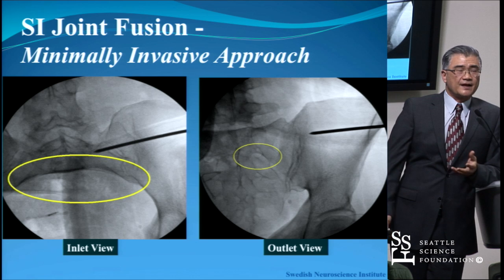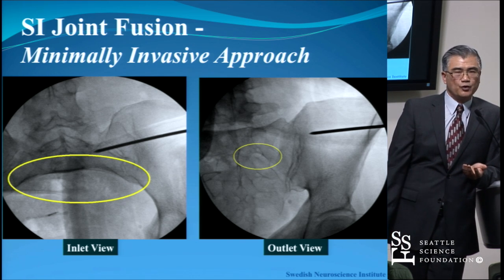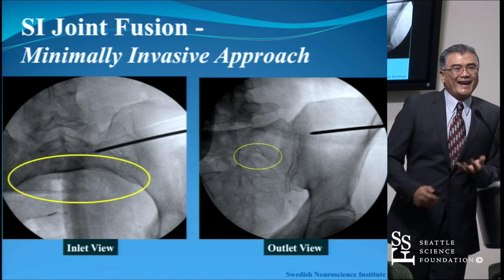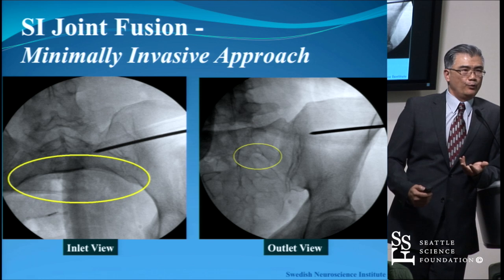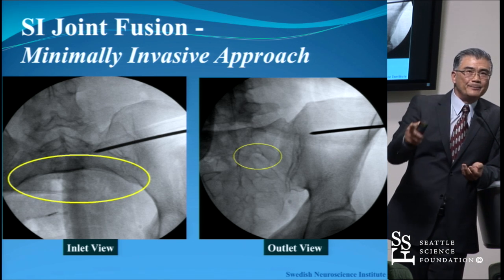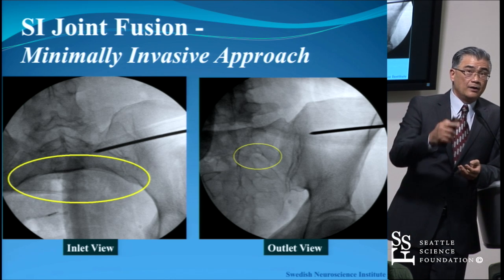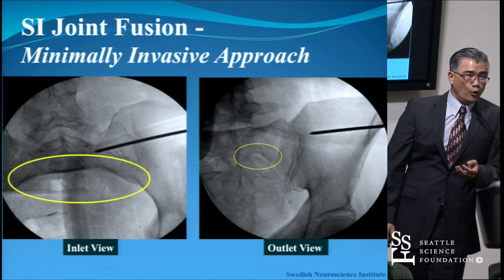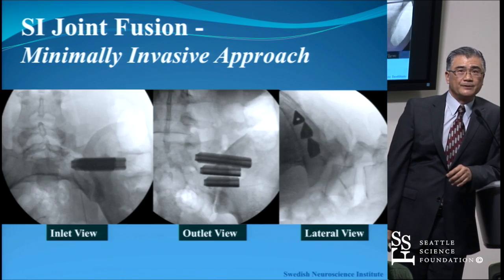As I say, just like all minimally invasive procedures, we can't see much. We rely on X-ray to tell us where we are. So there is an inlet view to see the pelvic rim, and then an outlet view to look at the foramen inside the sacrum, so that you can avoid jamming the rod, the device, into the foramen.